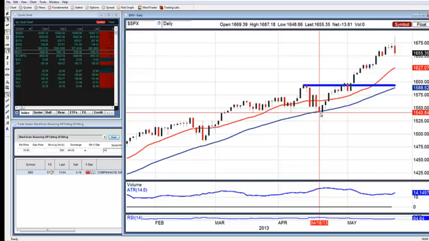And the reason I like them for beginner traders is because you don't really have to do a whole lot of work to identify where that 20-day moving average or the 50-day moving average is, for that matter. It is what it is. It's there on the chart.